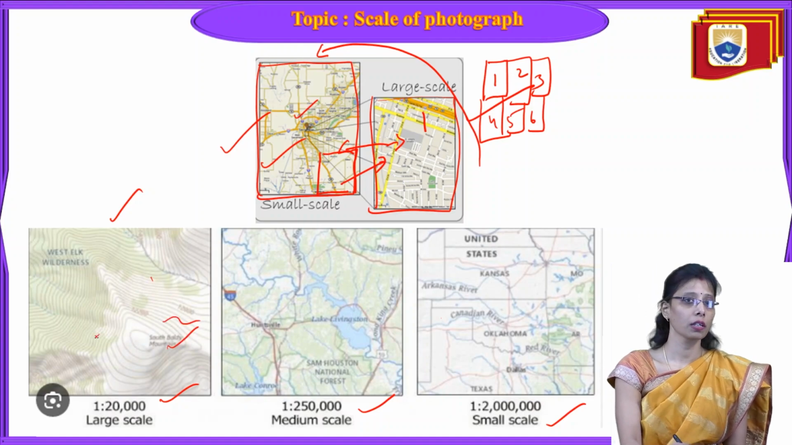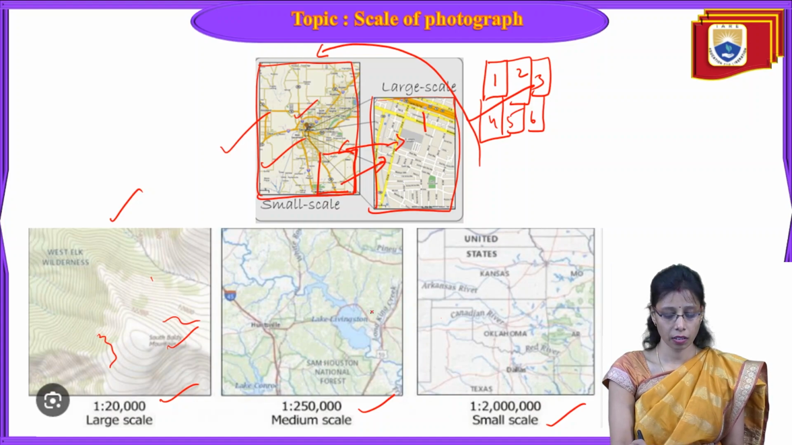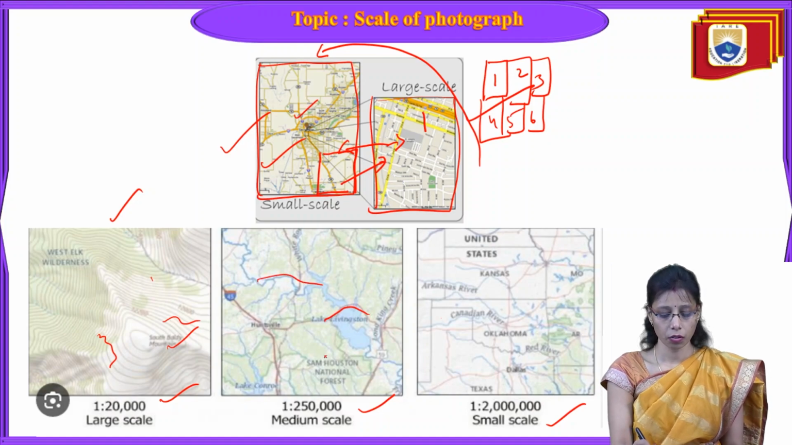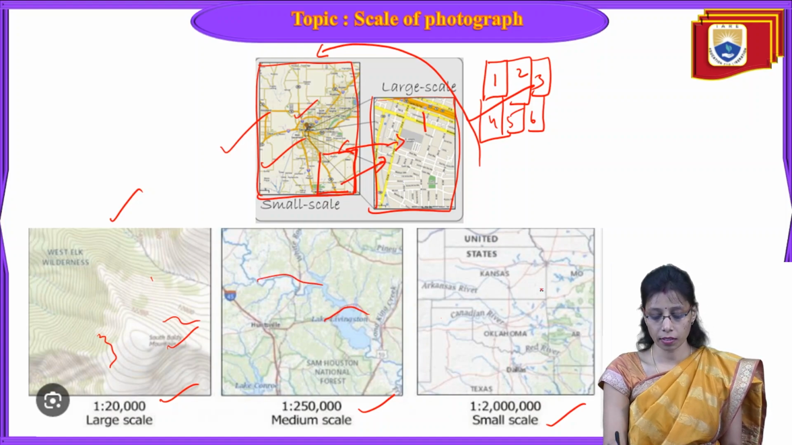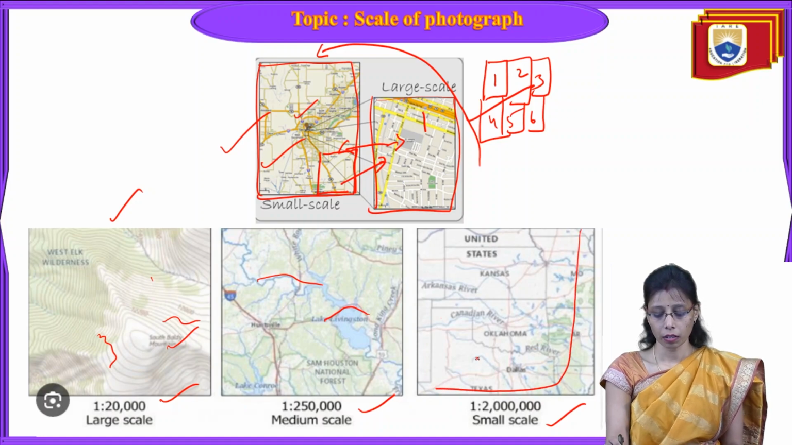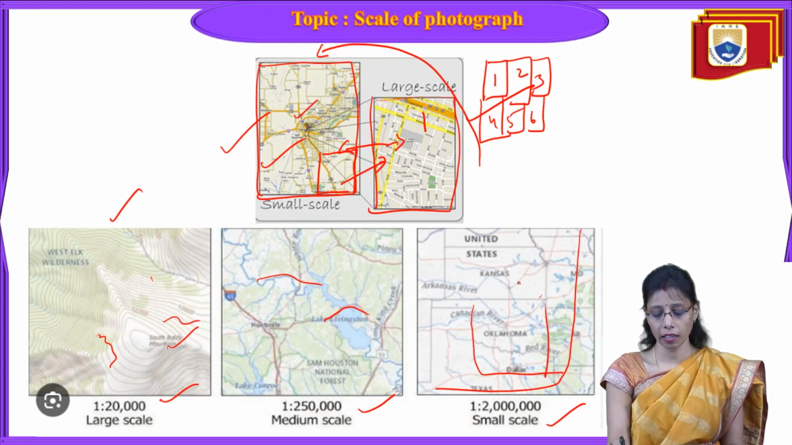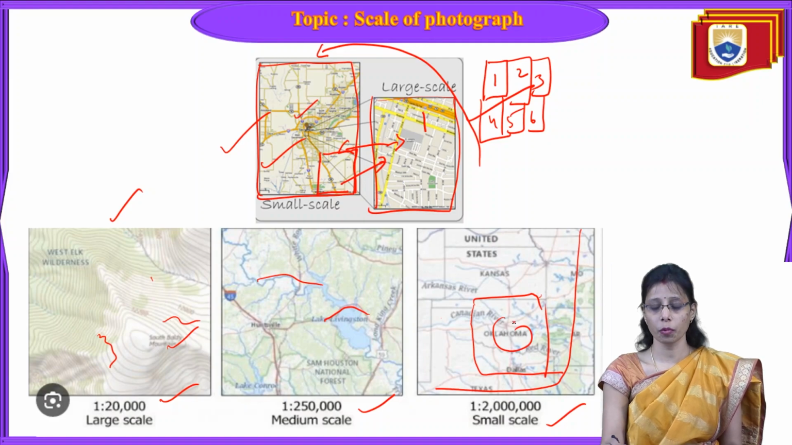You can see the area covered here, and in this medium scale, you can see the roads and the rivers. Whereas in the smallest scale map, in the entire area it is covering, you can see only the major cities, the names of the cities. In this one we cannot see the details. So this is about the small scale, which means the area coverage is much bigger.